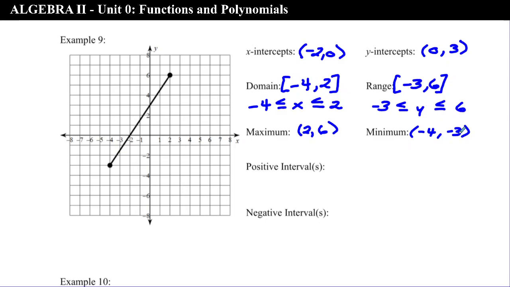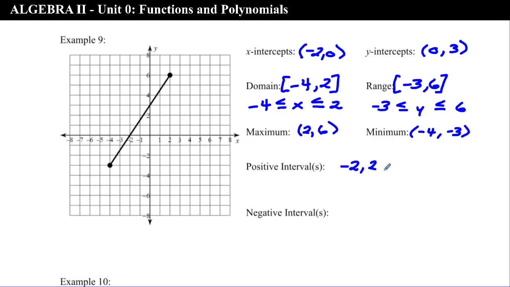Now let's talk about the positive intervals. The positive intervals occur where we have the graph above the x-axis, where y is positive, okay? So our graph begins negative, and then we go on up until we get to negative 2. Once we get to x equals negative 2, then it becomes positive, and it stays positive until the graph terminates at 2. So our positive interval goes from negative 2 to 2.